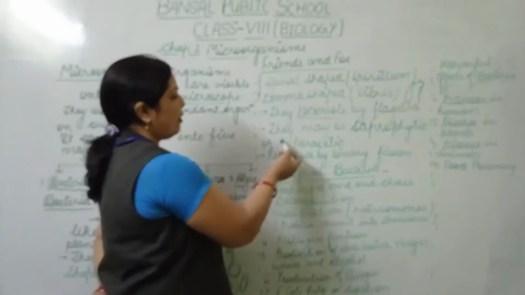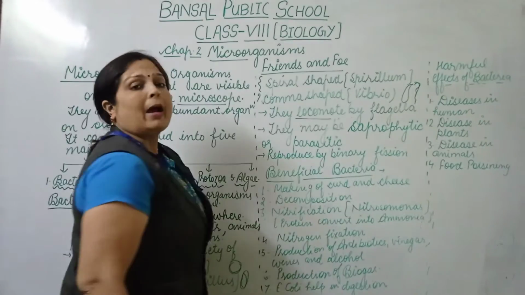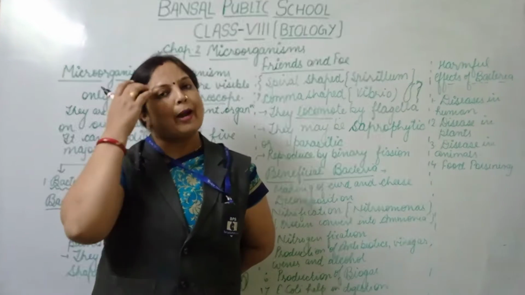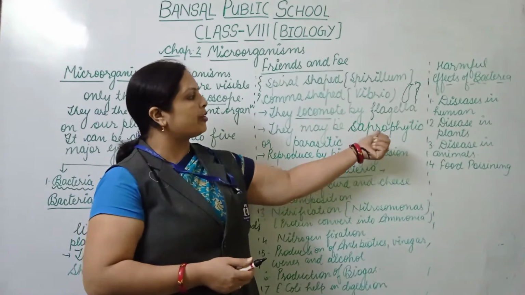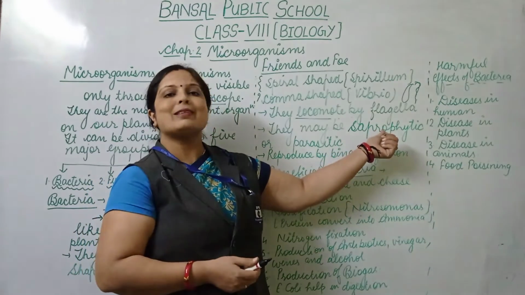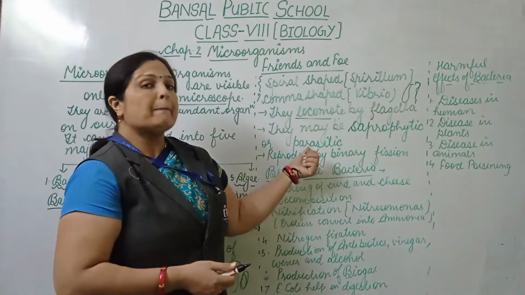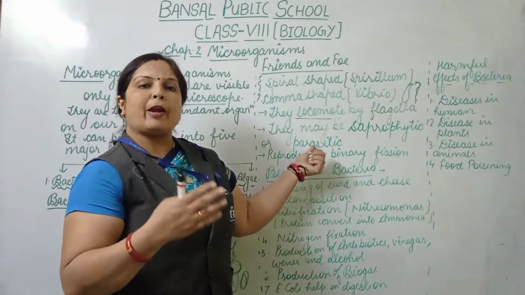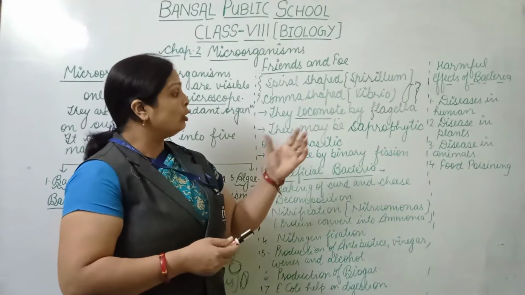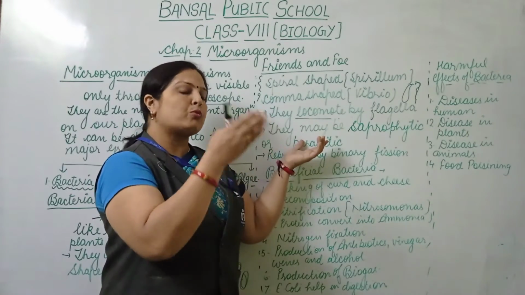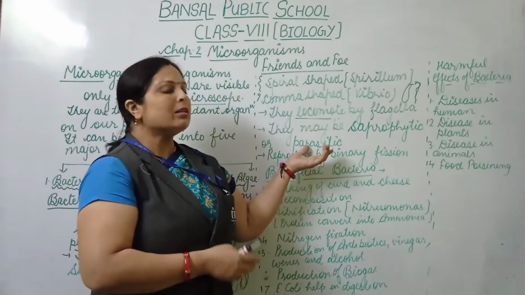They may be saprophytic or parasitic. Saprophytic means bacteria depend on dead and decaying matter. That's why we can say that the bacteria's mode of nutrition is saprophytic. Sapro means dead and decaying matter. Clear? Parasitic: if bacteria depend on other organisms for their food, this is known as parasitic. And those organisms which provide food to the bacteria are known as host.